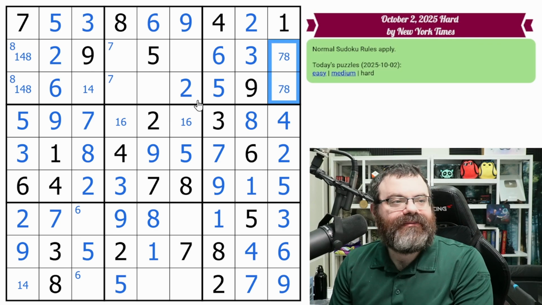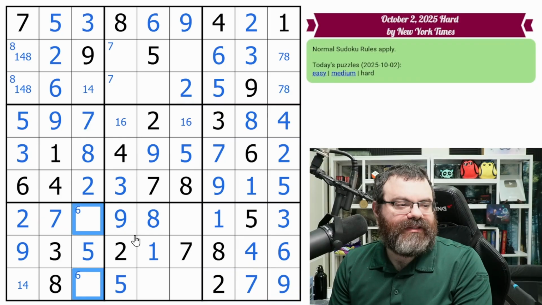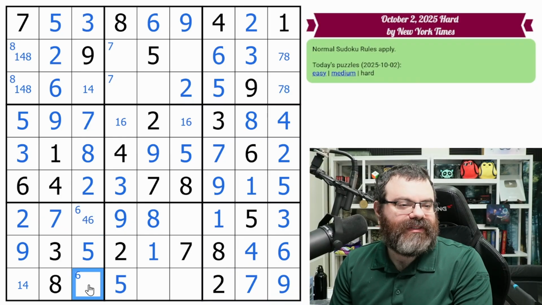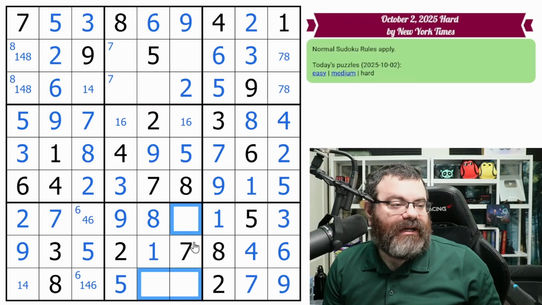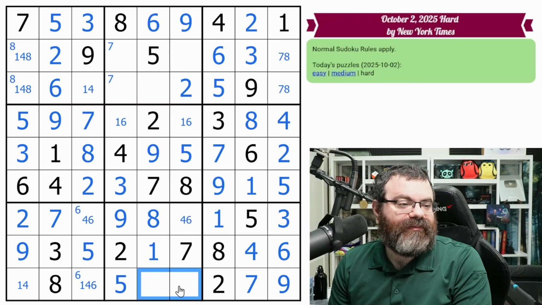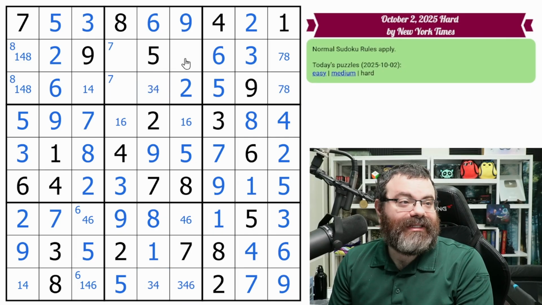All right. Now we have plenty of places to look. This is 1, 4, 6. So this is 4, 6. This is 1, 4, 6. This box, oh, this is only 4, 6 as well. The rest of the box, we also need a 3. So 3, 4, 6. It's not a 6. This is 3, 4. Something's going to resolve all this.